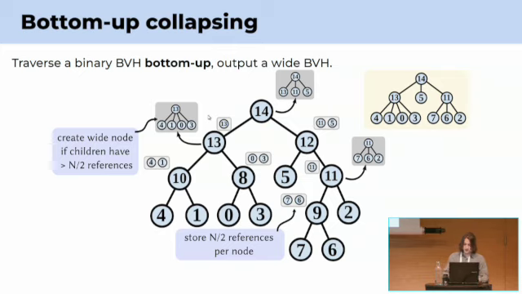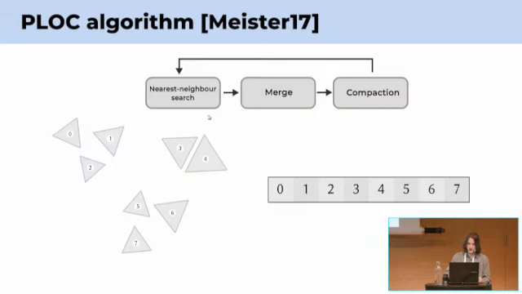So the important point is that this collapsing procedure is very simple, and it works bottom-up, so we can fuse it with a bottom-up BVH builder. And the algorithm that we are going to fuse our collapsing procedure with is the PLOC algorithm. This algorithm was presented by Meister et al. in 2017. And it is basically a bottom-up binary hierarchical clustering algorithm.